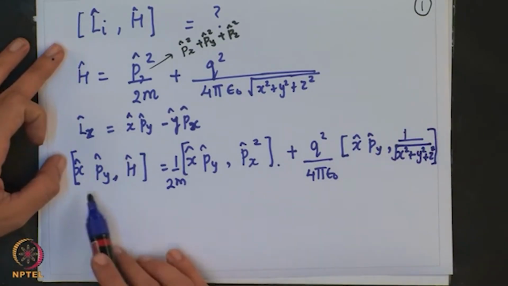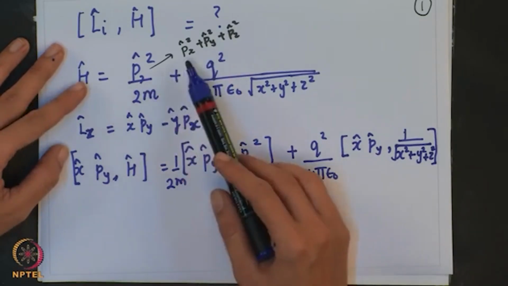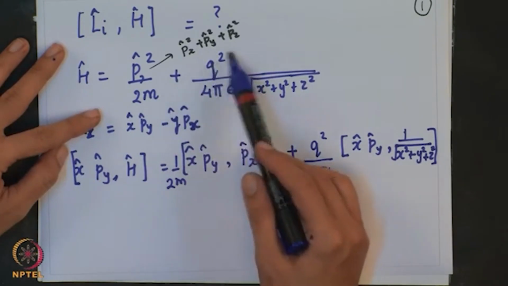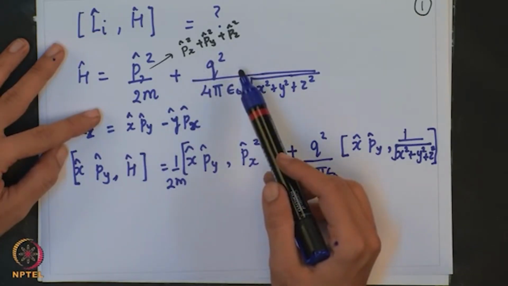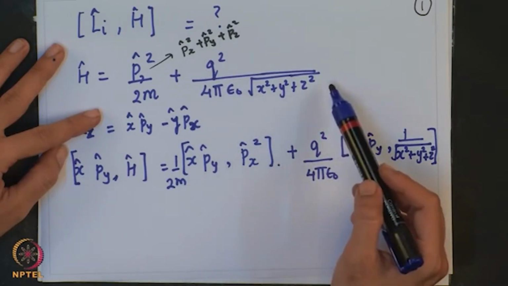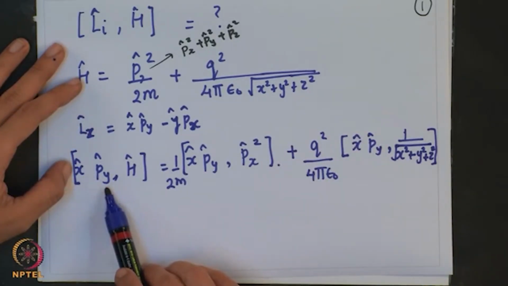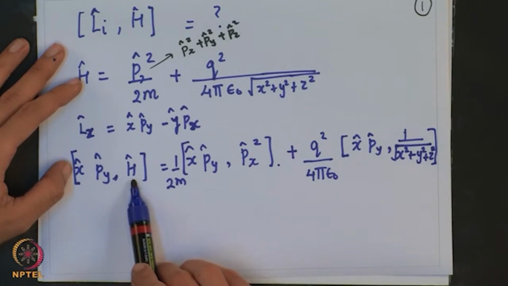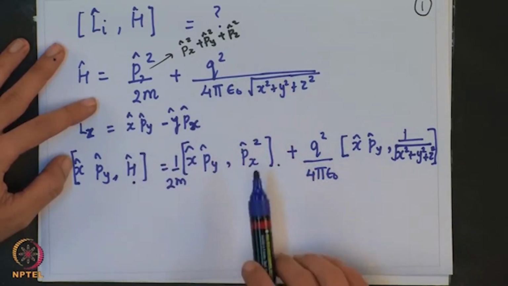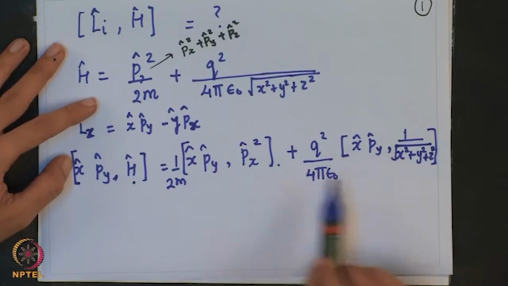Here we have the first term, which we have seen consists of px square plus py square plus pz square upon 2m. The second term is the potential term, the Coulomb potential term, which is q square upon 4 pi epsilon naught square root of x square plus y square plus z square. And we are finding the commutator of x cap and py cap with the Hamiltonian operator. So, in the Hamiltonian operator we have two terms, and correspondingly we will have two separate terms of the commutator.